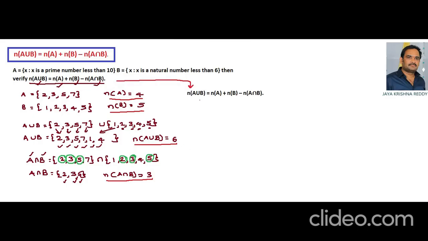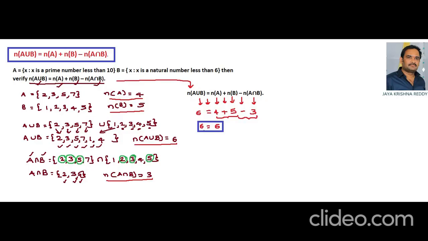So what is n of A union B? The value of n of A union B is 6, and it equals, what is n of A? The value of n of A is 4, and next there is a plus symbol, and n of B, what is its value? It is 5, and there is a minus symbol, minus n of A intersection B, whose value is 3. So 6 equals, what is 4 plus 5? 9, and 9 minus 3 is 6.